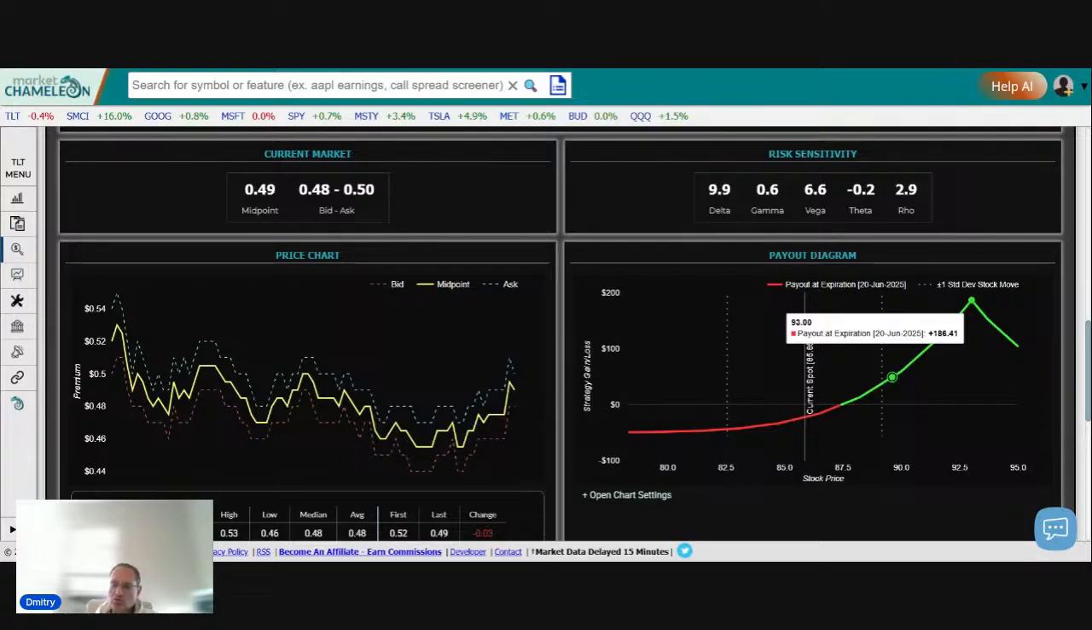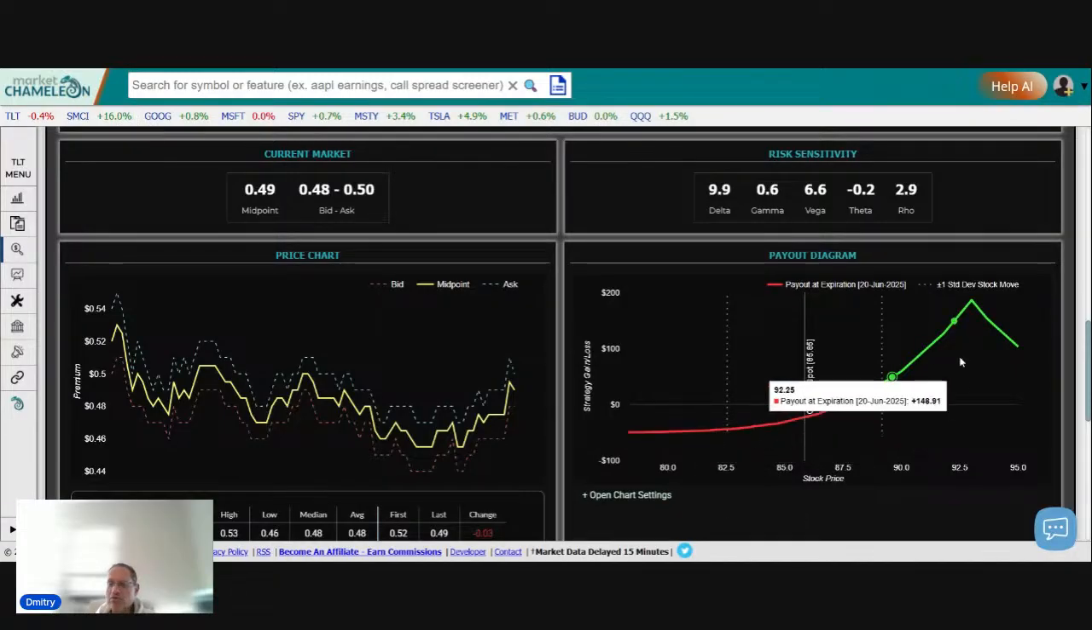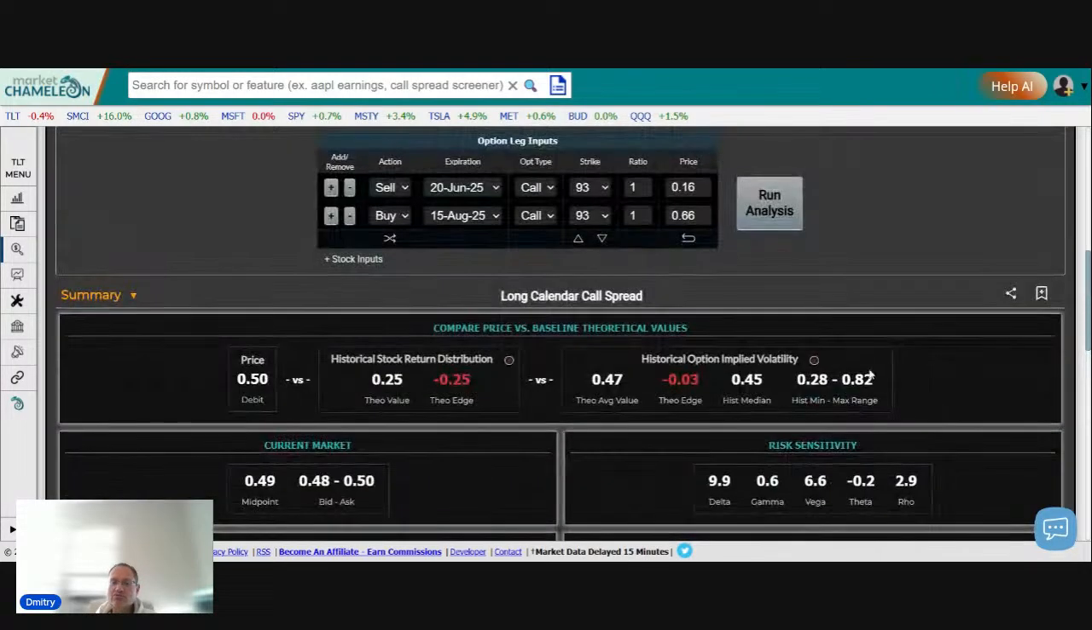93. And so we could see here that from the long side, the buyer, to maximize the value of that spread, you want the stock to float higher, and you want it to hit that 93 at expiration. So that would be the outlook on this strategy from this setup: buying August 15th, selling June 20th.